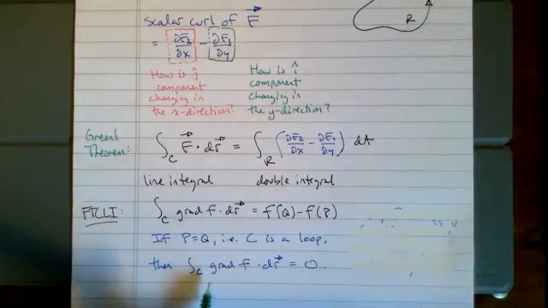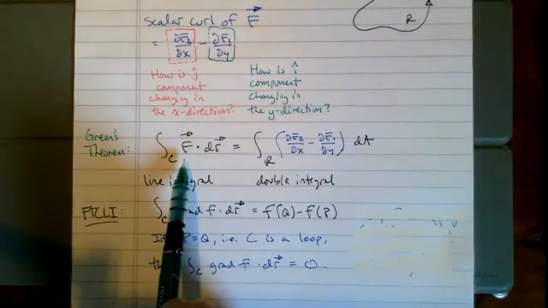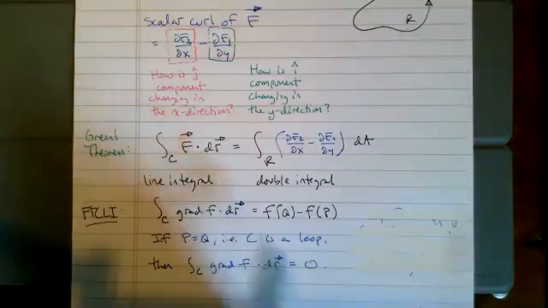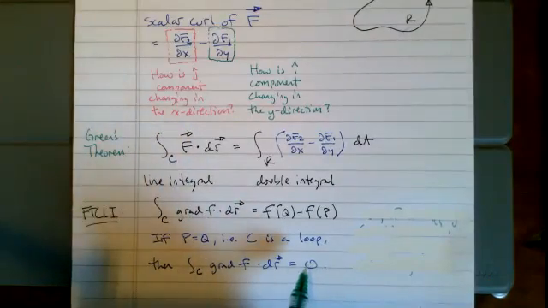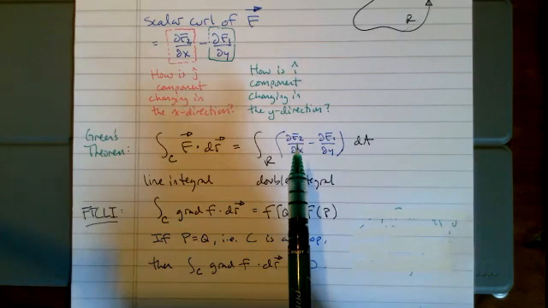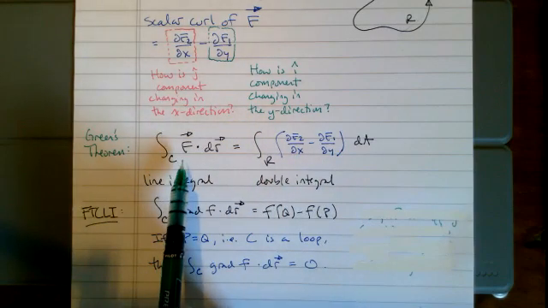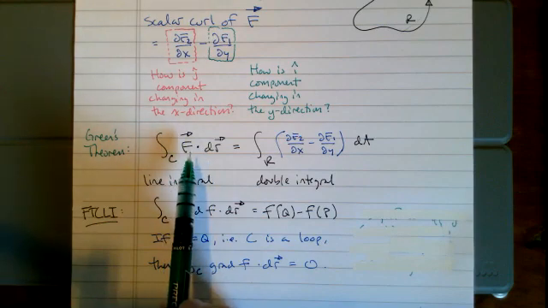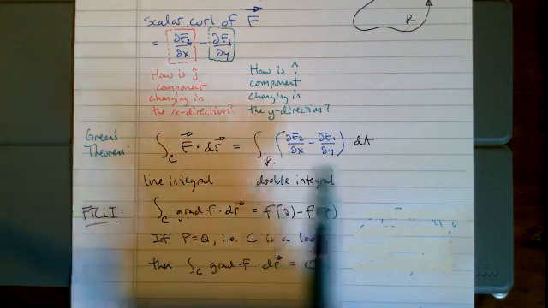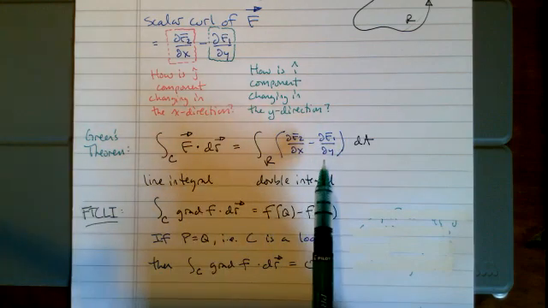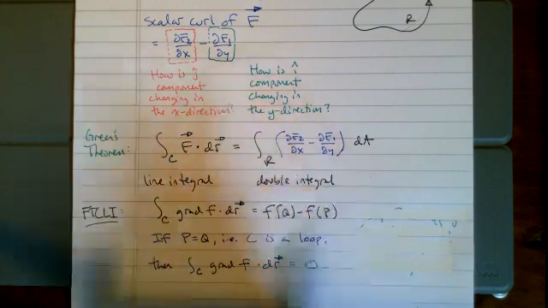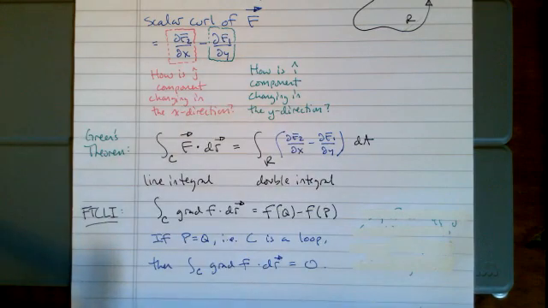So if f is a gradient field, then our line integral is going to be 0. And so that means our double integral is going to be 0. So if we have a gradient field, one way to determine if a vector field is a gradient field is to look at the curl. If the curl is equal to 0, then we must be looking at a gradient field.